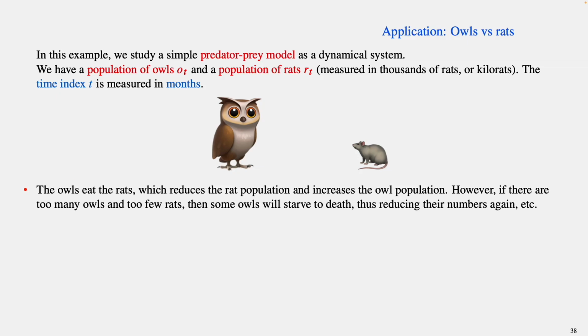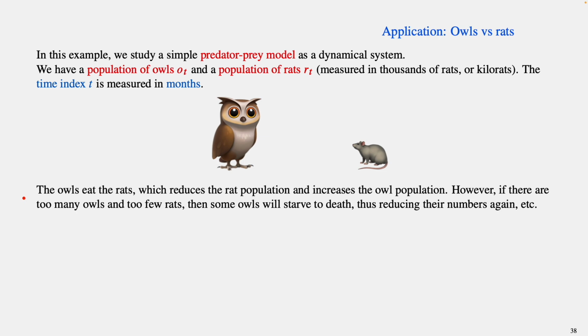And what happens here is that the owls eat the rats, which reduces the rat population and increases the owl population. However, what can happen is that there are too many predators and too little food. So if there are too many owls and too few rats, then some owls will starve to death, which thus reduces their numbers again. And so then we have fewer predators, which allows the rats to thrive again, and so on. So you can already imagine that there's a certain back and forth going on here, with both populations maybe oscillating up and down a little bit.